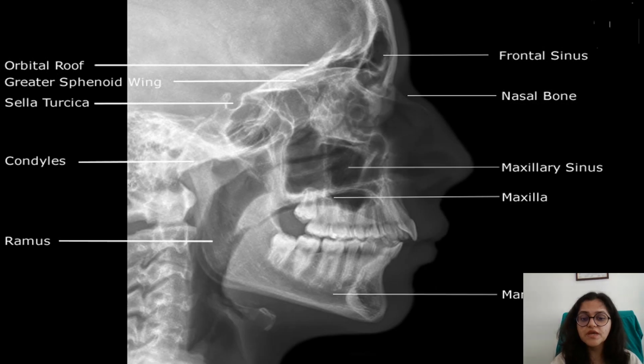This is the lateral cephalogram, which is showing the frontal sinus, nasal bone, maxillary sinus, maxilla, mandible, ramus, condyle, sella turcica, greater sphenoidal wing, and orbital roof.